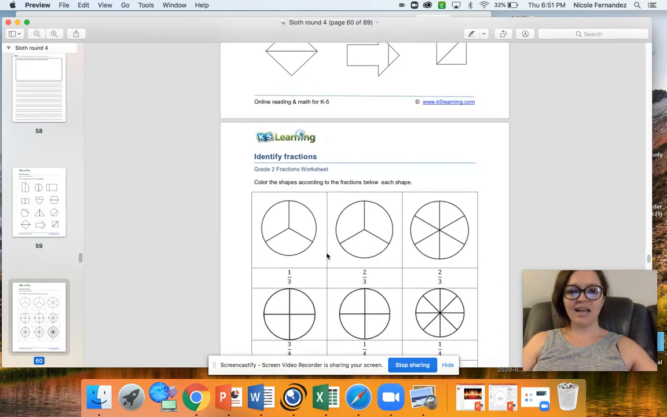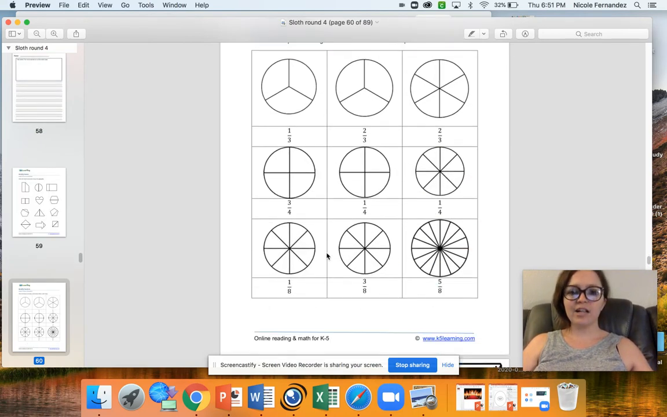And then on the next page, you're going to color in the fraction that they say. Now, some terminology for you guys. This top number is called a numerator, and the bottom number is called the denominator. The denominator tells you how many pieces the whole is broken into. So this circle is the whole, and it's broken into 3 equal pieces. So the denominator is 3.